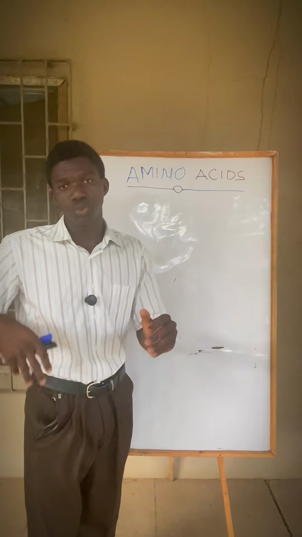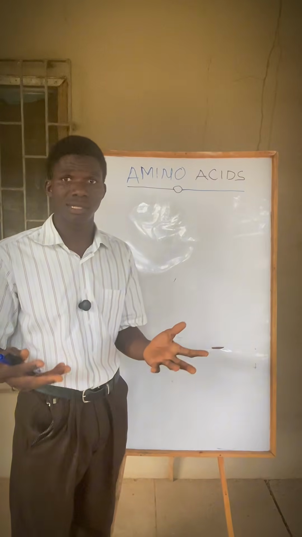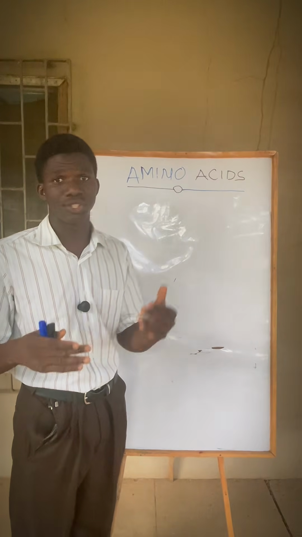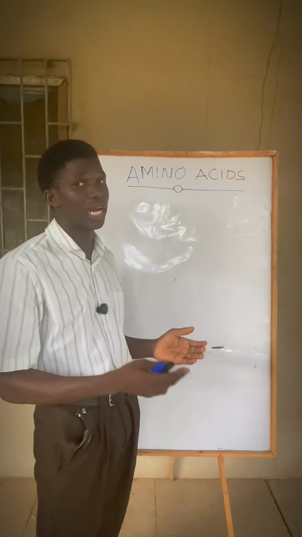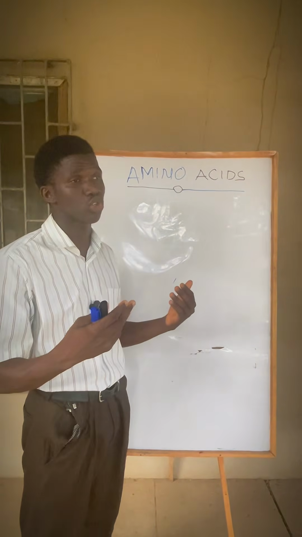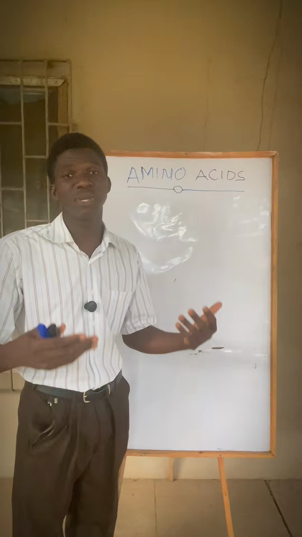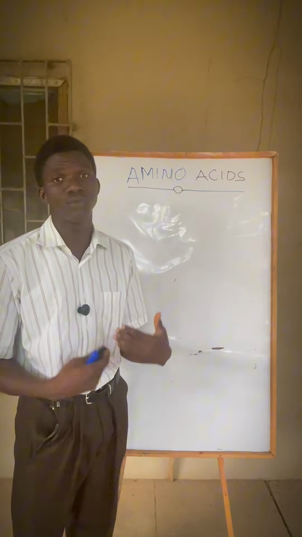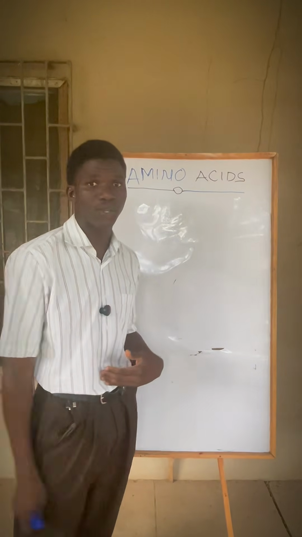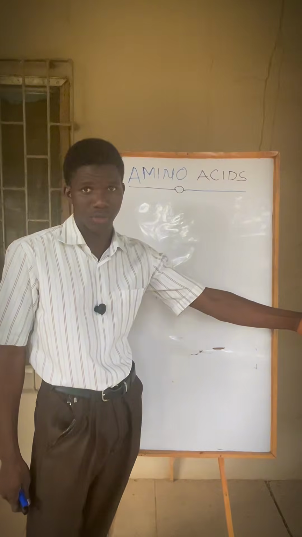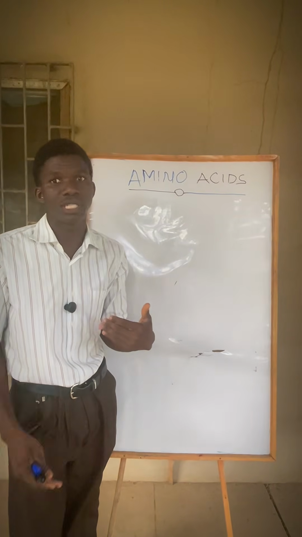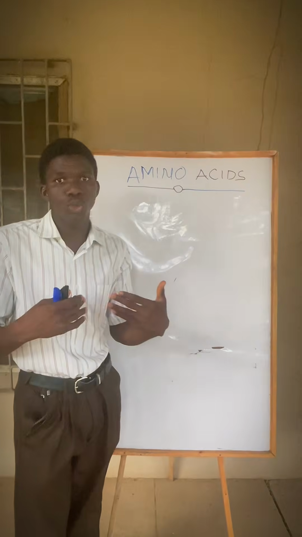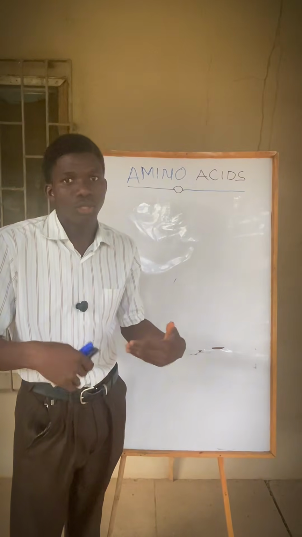Are you with me? You can classify your amino acids based on whether they are essential or non-essential. When you say something is essential to you, it means that thing you yourself don't have, and you need to get it from something else. When we talk about non-essential, it means you can actually provide or produce that thing by yourself.